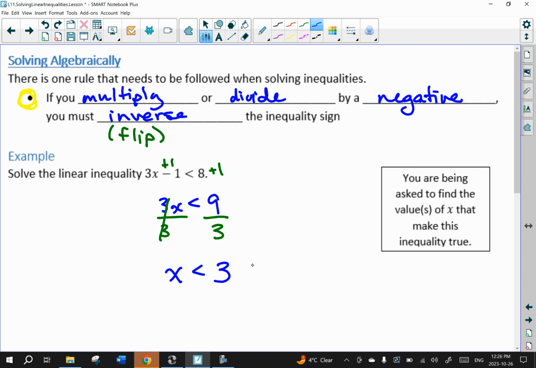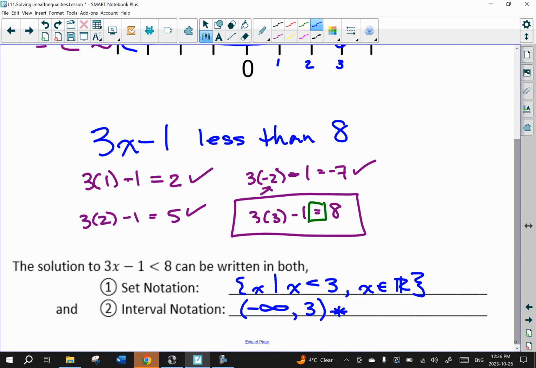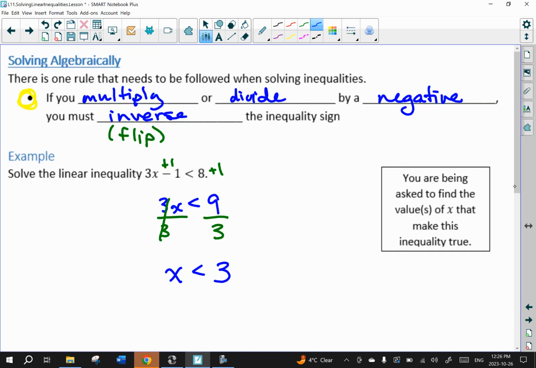I feel like that's actually my set notation back here. Let's go back here. Let's change this. Set notation. Yeah, there it is. Okay, we're good.